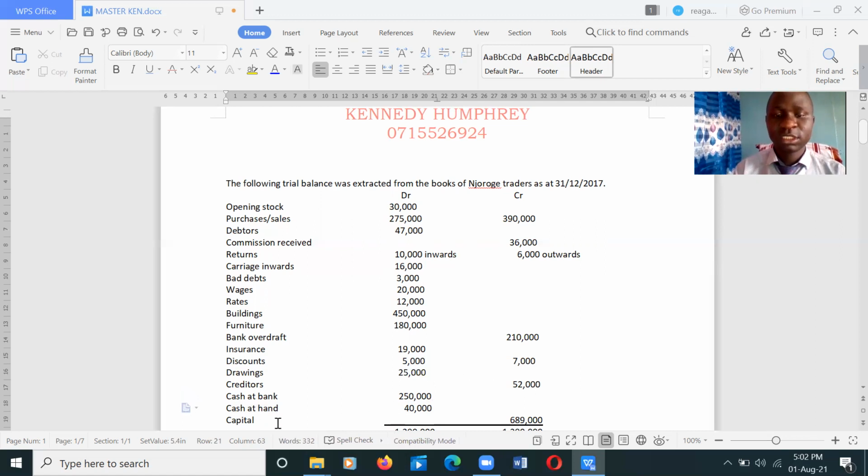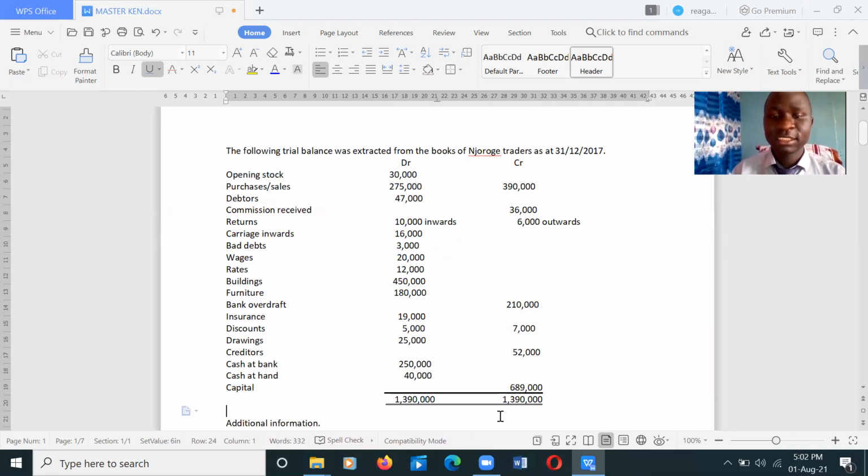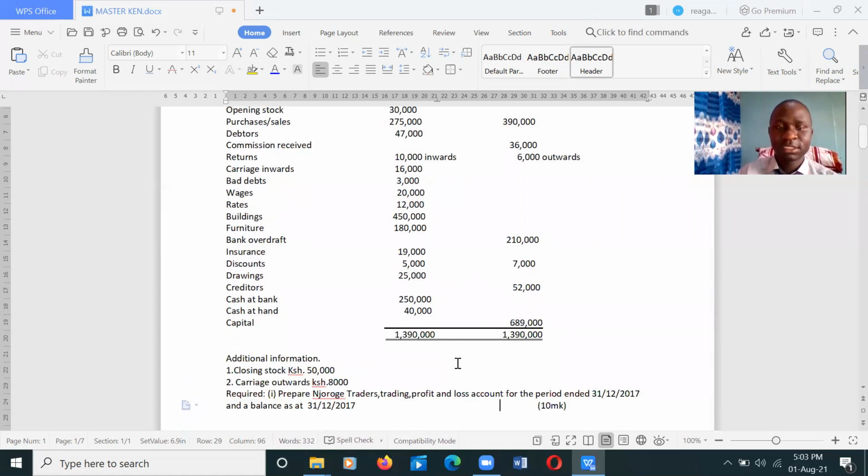Now we have the last one, which is capital, which is 689,000. So I was just looking at the trial balance and seeing what details we have been given, or the particulars. Now it's important that a trial balance must balance, and if you look at our trial balance, it is balancing at 1,390,000, both on the credit and the debit side.